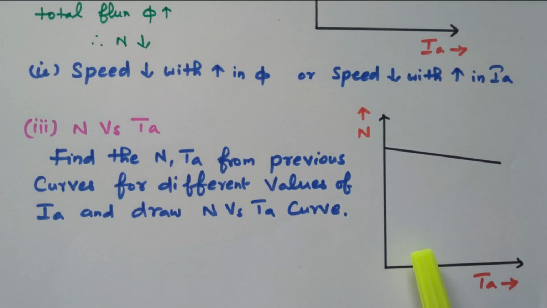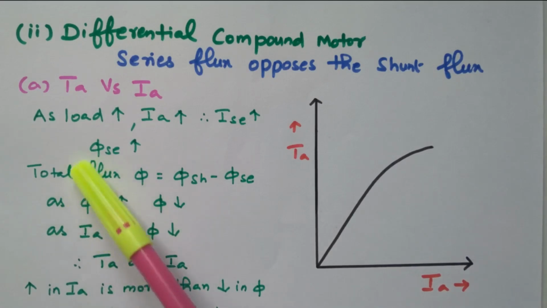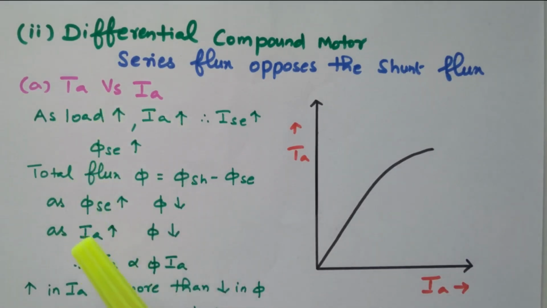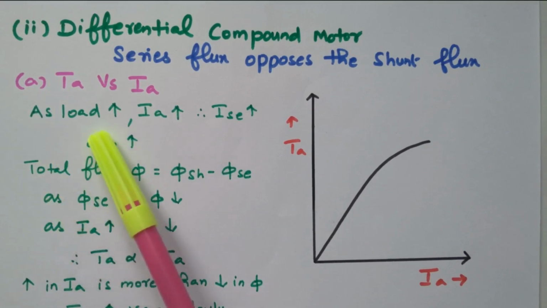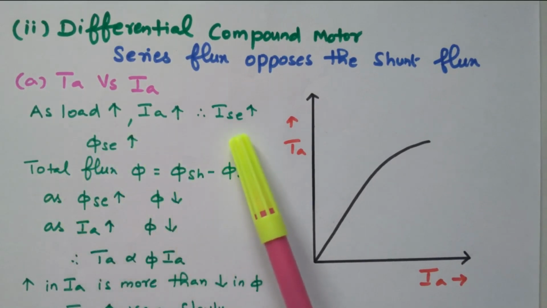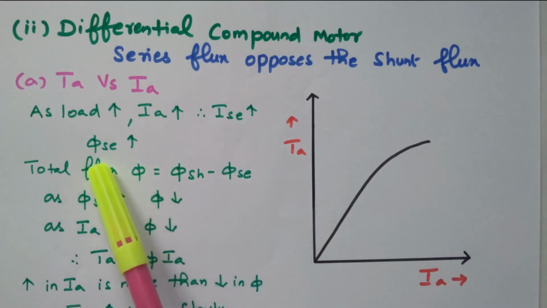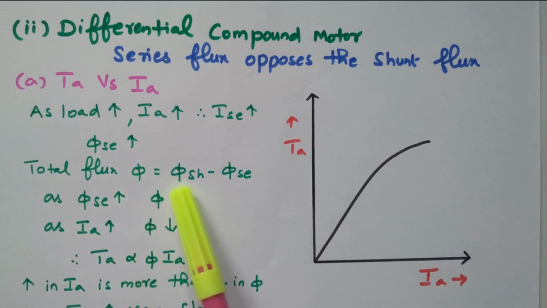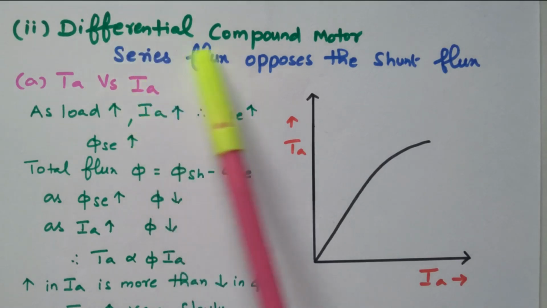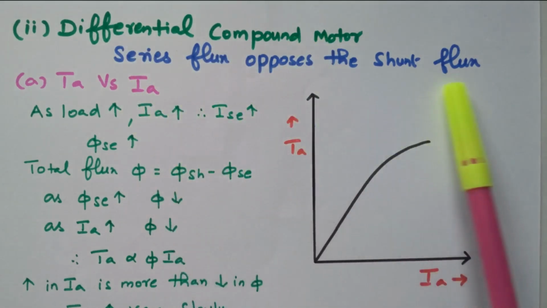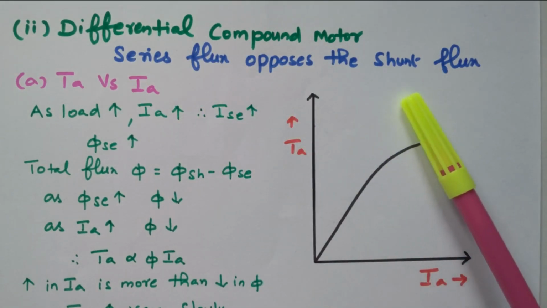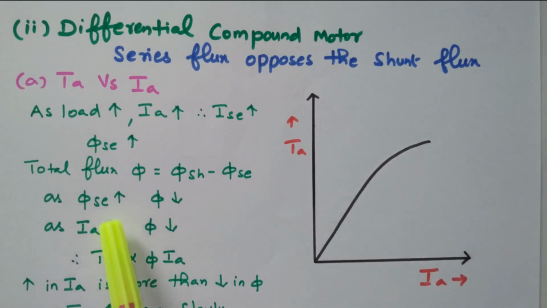Now we will go to the differential compound motor. First we will see the armature torque versus armature current. The same thing: as the load increases, armature current will increase, series field current also increases, so the series field flux also increases. So the total flux is phi_sh minus phi_se, because in a differential compound motor the series flux opposes the shunt flux. In the previous case, both series flux and shunt flux are added together. Now it is subtracted.